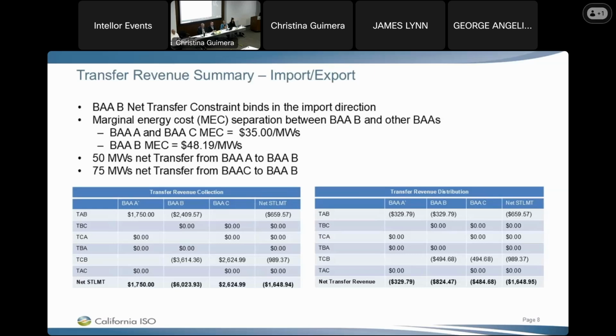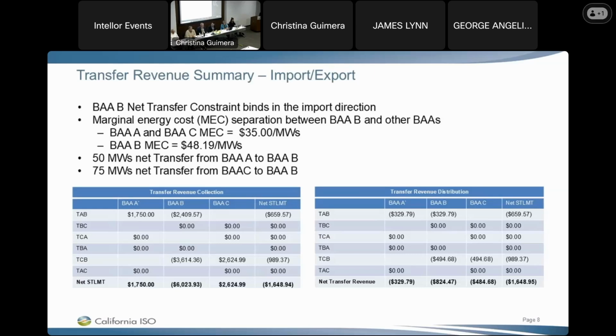And then when we have the transfer from C to B, it's a net transfer that I applied this to. And so I have BAB as an import transfer of 75 megawatts. So it's a $3,614.36 payment. BAC is a charge of $2,624.99. That's a transfer revenue of $989.37. This is the amount of money difference between the two BAs for that energy transferring between the two BAs.